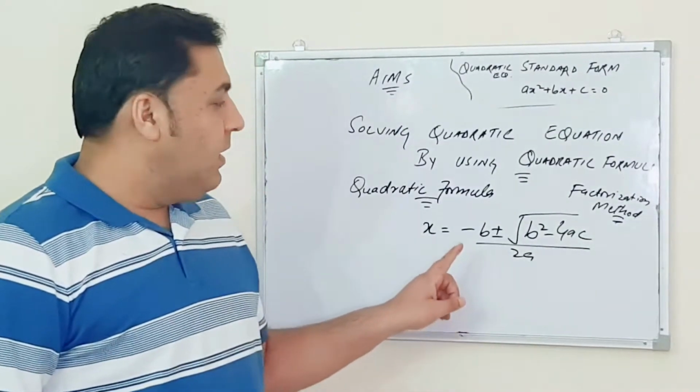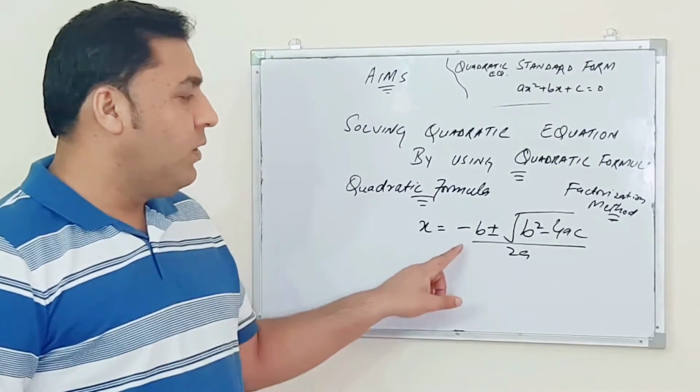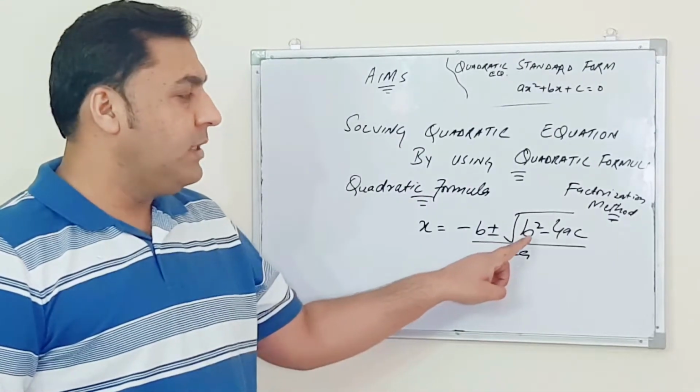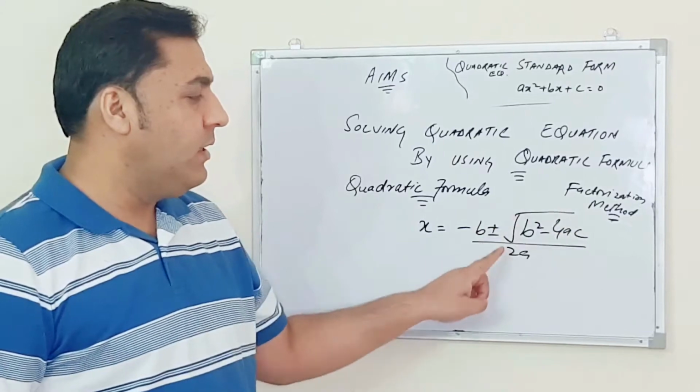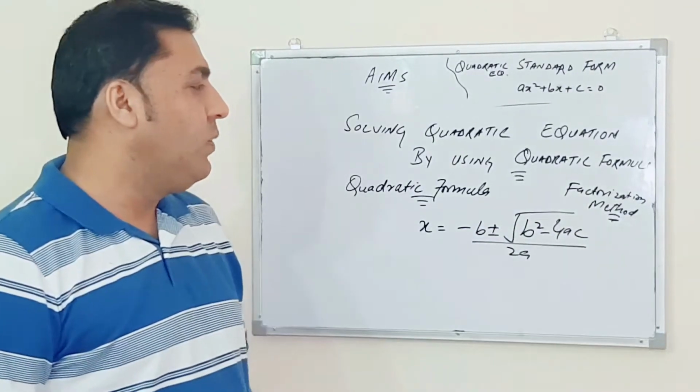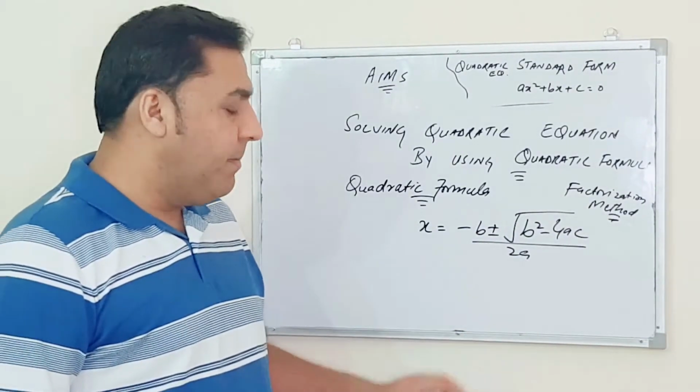So this is the quadratic formula: x equal to minus b plus minus the square root of b square minus 4ac, divided by 2a. This you have to remember.